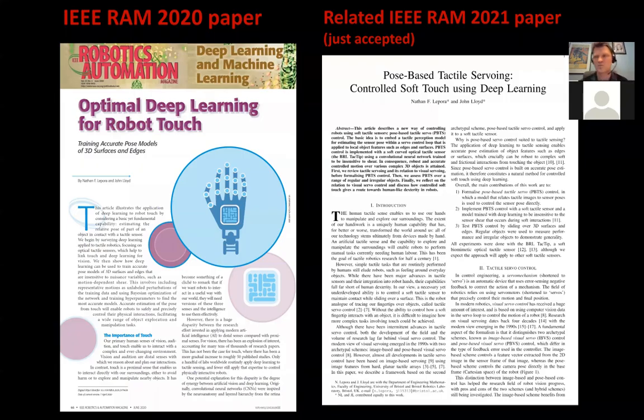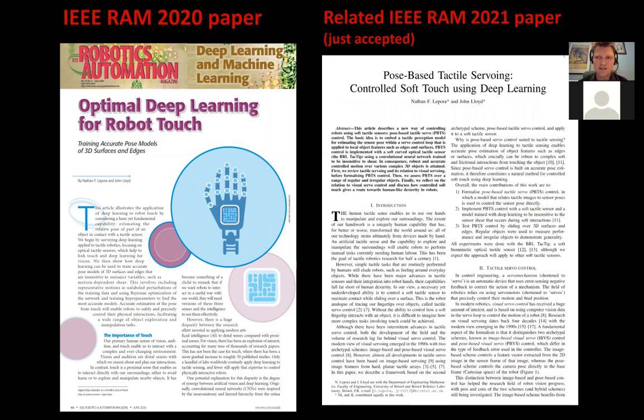So what's this work about? This work was published in the RAM, Robotics and Automation Magazine, last year in the special issue on deep learning and machine learning in robotics, which we're very happy to be part of. The paper is on optimal deep learning for robot touch, about training accurate pose models of 3D edges and surfaces.